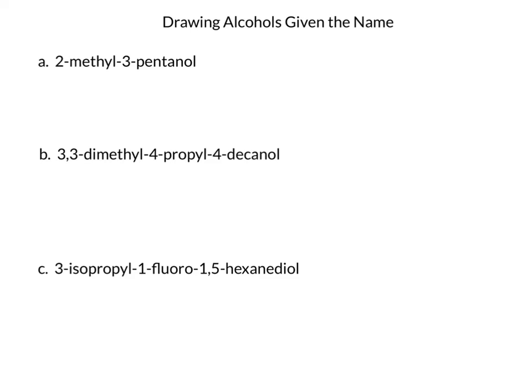It is a 3-carbon chain attached at the middle of those 3 carbons. So on carbon number 3, we're going to put 1 carbon and add 2 carbons, 1 on each side of that attached carbon. We now have our carbon skeleton. And the last step is to add in our hydrogens to make sure that we have 4 bonds on each carbon and 2 bonds on the oxygen. And that is our 3-isopropyl 1-fluoro 1,5-hexanediol.